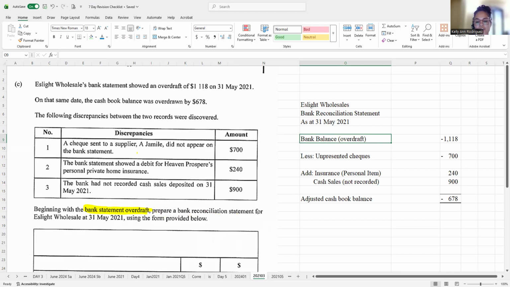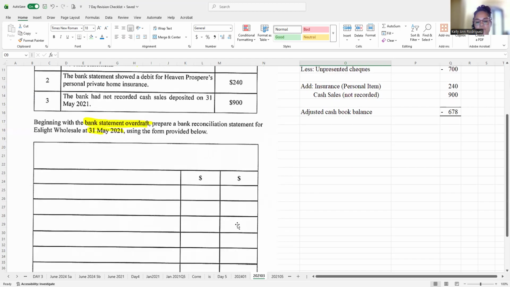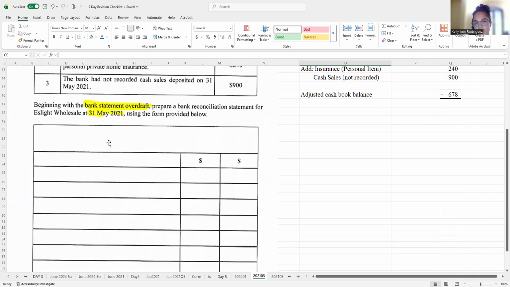Prepare your bank reconciliation statement for Enslite Wholesale at 31st of May 2021 using the form provided. So they give you the form for you to write in. This blank space here is for what? Your heading. Don't leave it blank, please. You will get your marks. Who is it you're doing it for? Enslite Wholesale bank reconciliation as of the 31st of May 2021. Right? So you make sure you put in that information.